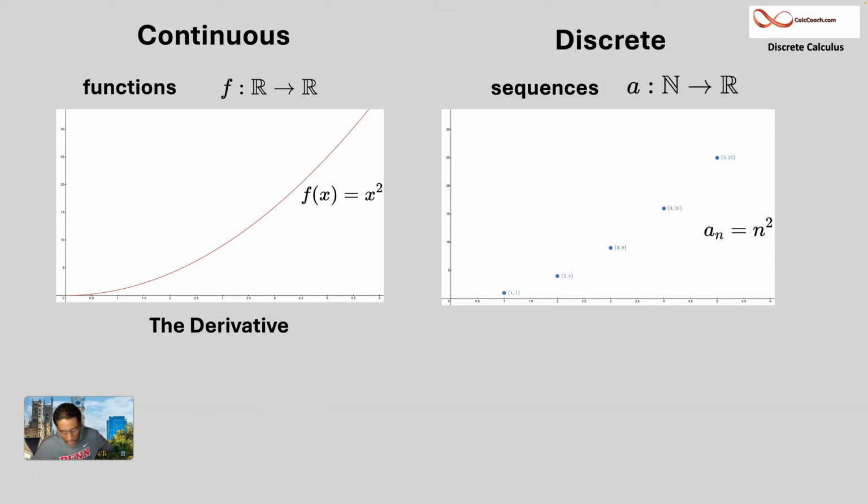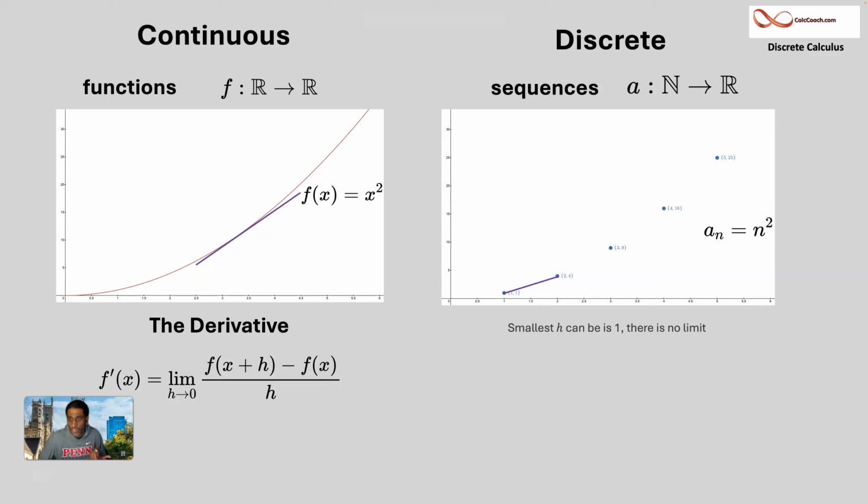First up, of course, if you're doing calculus, you're going to talk about the derivative. Definition of the derivative, slope of the tangent line, limit as h goes to 0, f of x plus h minus f of x all divided by h. So what we're going to do in the discrete world, there's no h going to 0. The smallest h can be is 1. And so there's no limit either.